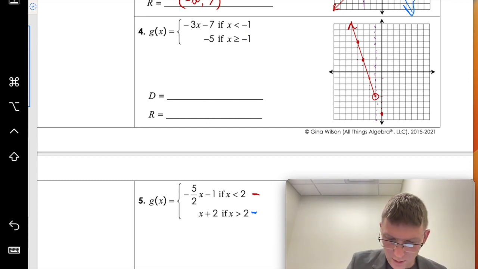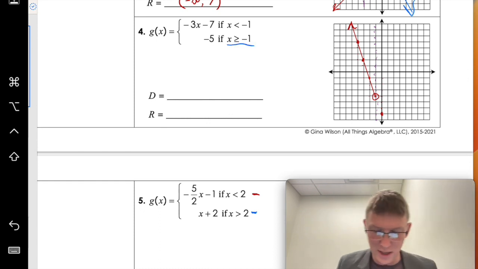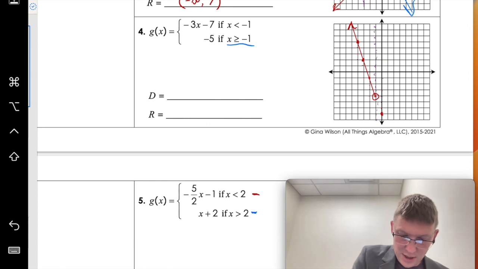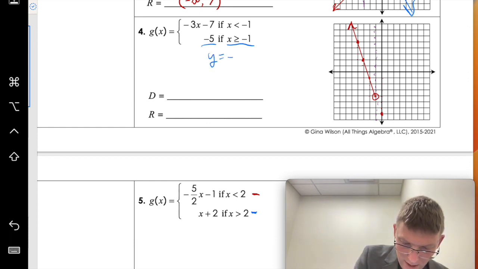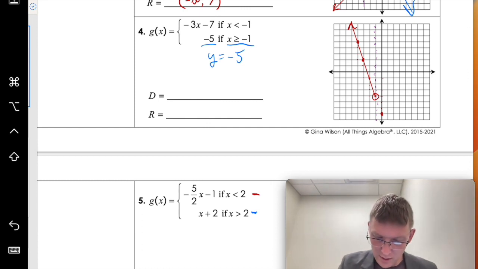So now we're going to look at the right side of the border. This is x is greater than or equal to negative 1, and our equation is just negative 5. So we can rewrite that as y equals negative 5. Sometimes it's easier to visualize and see that. What that means is we're going to go to negative 5. 1, 2, 3, 4, 5.